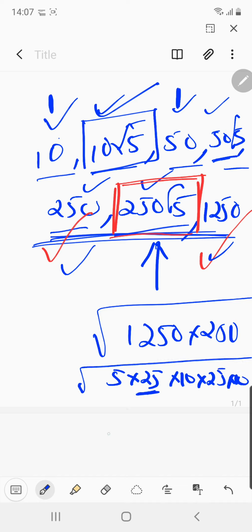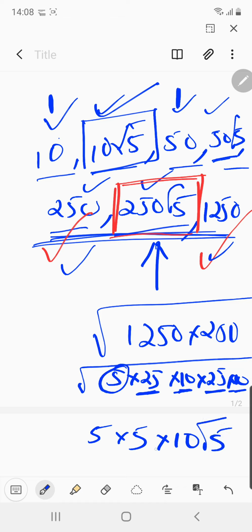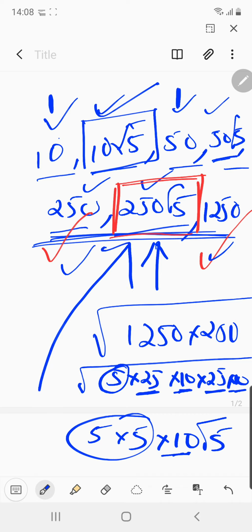So square root of 25 is 5. Square root of 25 is 5. There are two 10s that come out as 10. And there is a 5 remaining here, so square root of 5. So we have 25 from here times 10, which is 250 root 5. And we have our answer. So beautiful. Mathematics is an art form. Wonderful pastime.